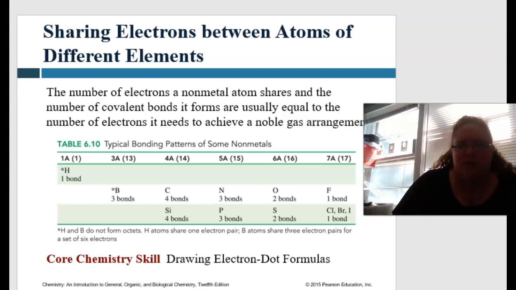What we're going to do is share electrons to make everybody happy. The number of electrons a nonmetal atom shares and the number of covalent bonds it forms are usually equal to the number of electrons it needs to achieve a noble gas arrangement, or that octet stability. This shows typical bonding patterns of some nonmetals: hydrogen is 1 bond, then 3 bonds, 4 bonds, 3 bonds, 2 bonds, 1 bond. It tells you where the positions are and how many bonds they have.